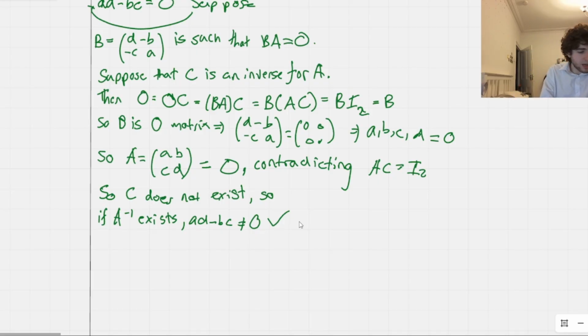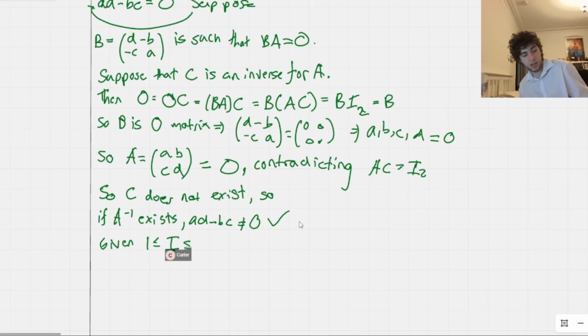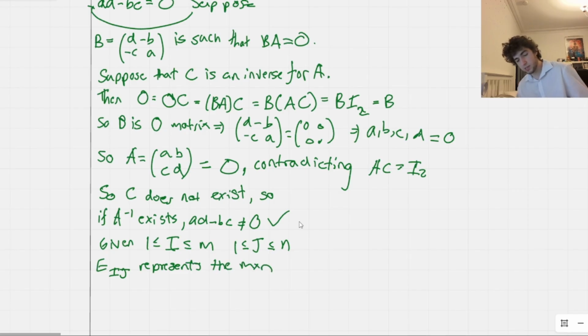Okay, so let's finish up by talking about an interesting family of matrices. Imagine that we have two positive integers, capital I and capital J, where I is between 1 and lowercase m, and J is a positive integer between 1 and lowercase n. We're going to define a matrix E, subscript capital I, capital J, which represents the m by n matrix with a 1 in the capital ith row and capital jth column.